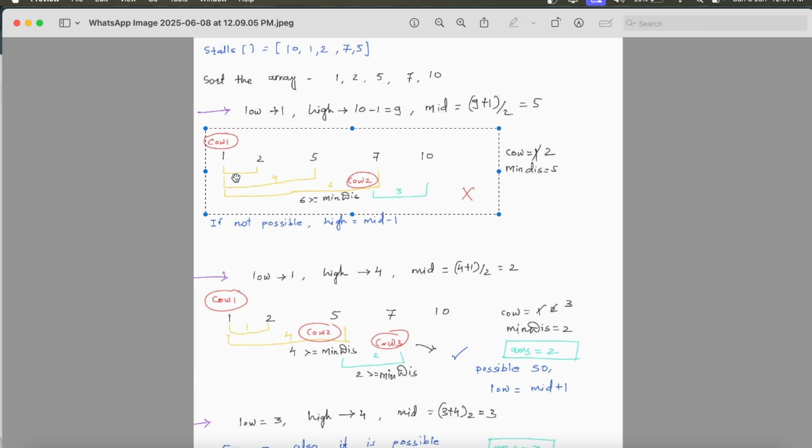Between 1 and 2 the distance is 1, so here it is not possible. Between 1 and 4 the distance is 4. Is it going to be a possible answer? No, right? Basically we are trying to see if 5 is something we can achieve. So this is not the answer that we are looking for, right?